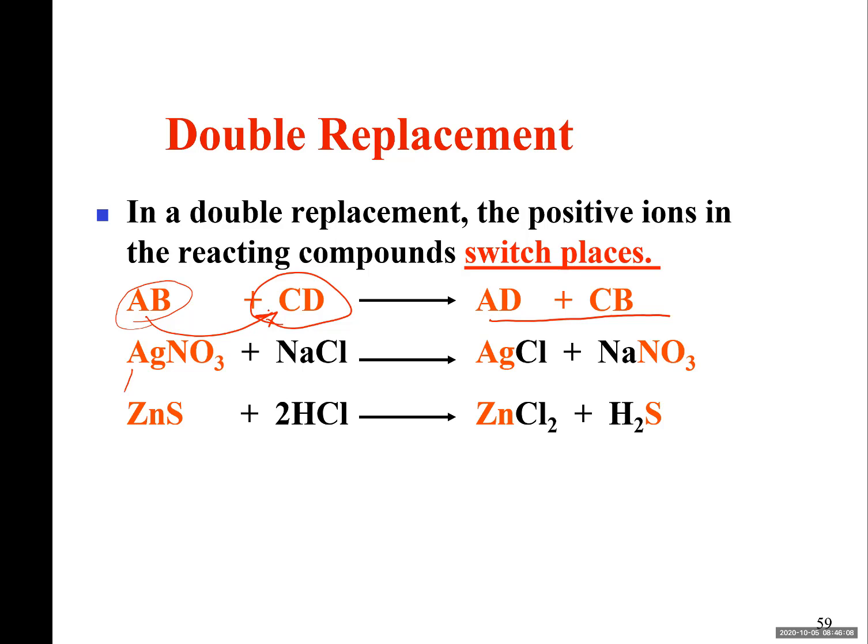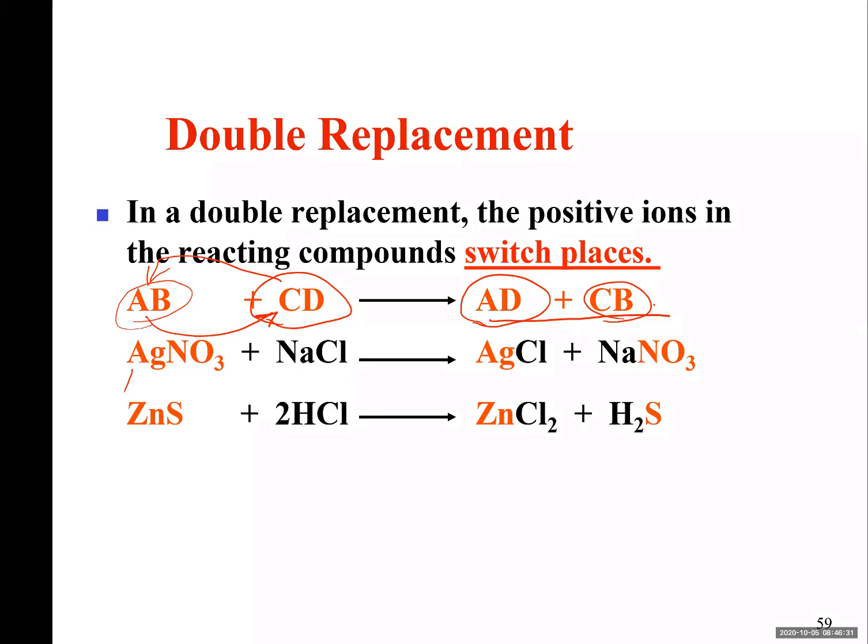So A is replacing C. So now A is a partner with D. And C is replacing A. So C is partner with B. So again, square dancing, switching partners.